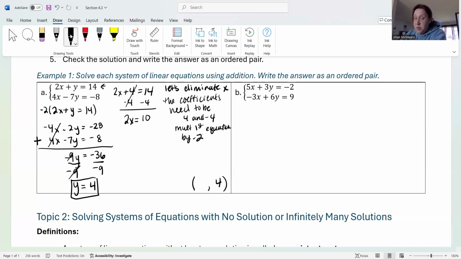I need to undo the multiplication of 2 and x, so I divide. 2 divided by 2 is 1. 1 times x is x. 10 divided by 2 is 5. Bless my heart, right? So we finally get that the answer is 5, 4.